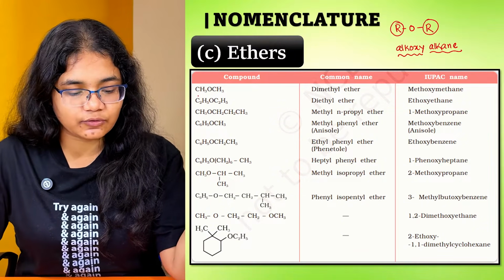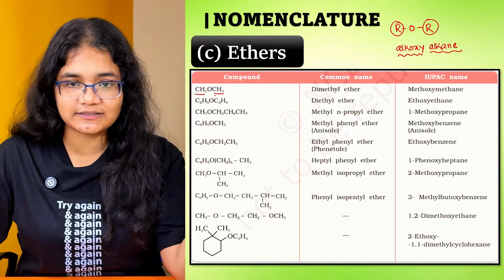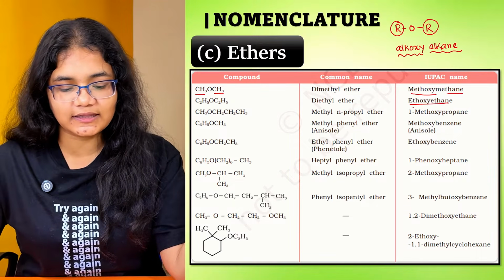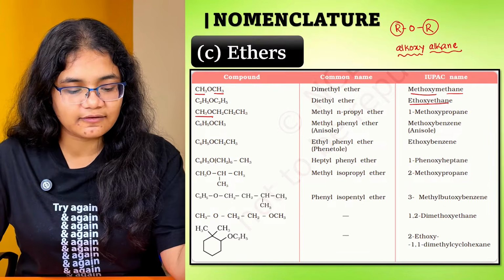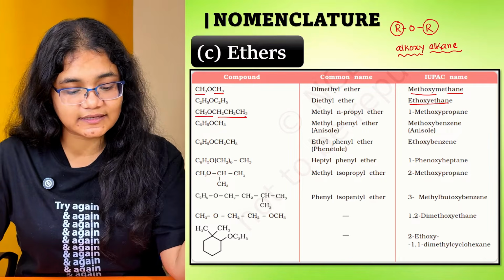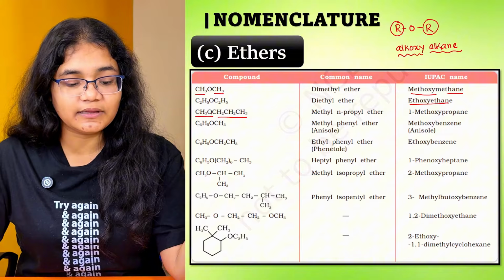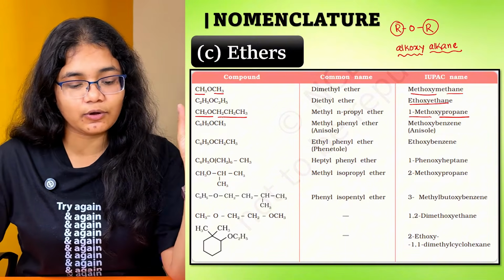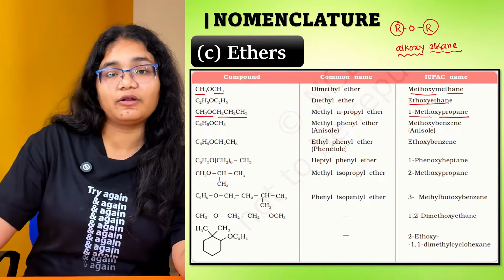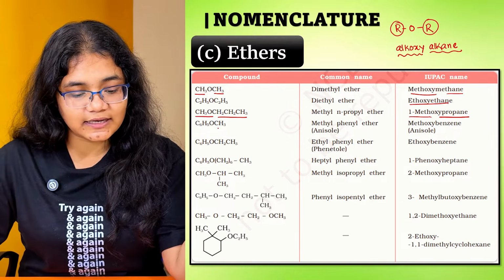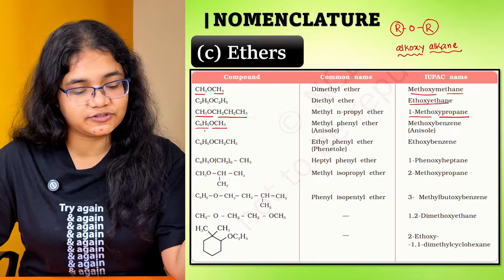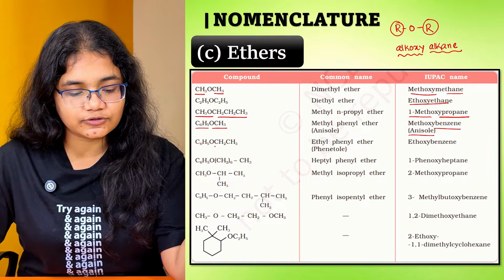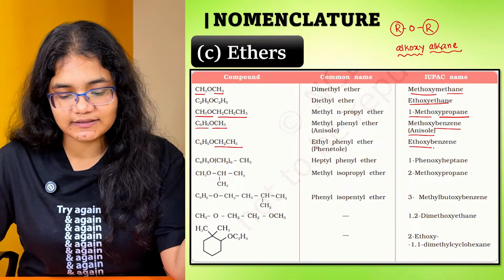If it is a symmetrical ether, then it is simply methoxymethane. This is ethoxyethane. But here, on this side I have one carbon and this side I have three carbons, so it is methoxypropane. The main name will be on the side which has more carbons. Next you have C6H5 and OCH3, so this is methoxybenzene, or the common name is anisole. Here also it is ethoxybenzene.